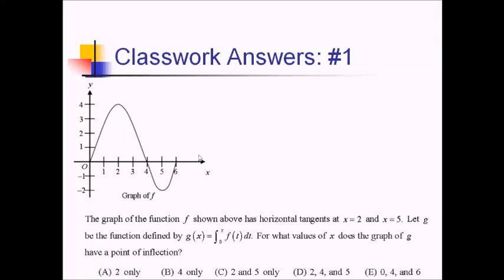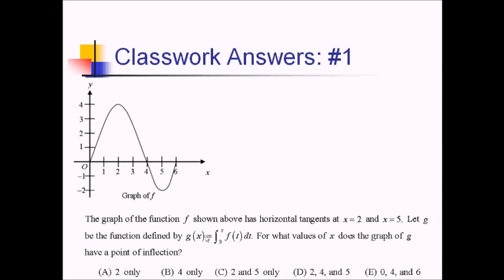For this problem, we're given the graph of f and told we have horizontal tangents at x equals 2 and 5, which may or may not be important, and then g is this integral of f function here. We want to know at what values of x the g function has points of inflection. If I'm asking about points of inflection with g, one way to figure this out is to figure out where g prime is going from increasing to decreasing, because that's really telling us where g double prime is going from positive to negative, or from decreasing to increasing, g double prime going from negative to positive.